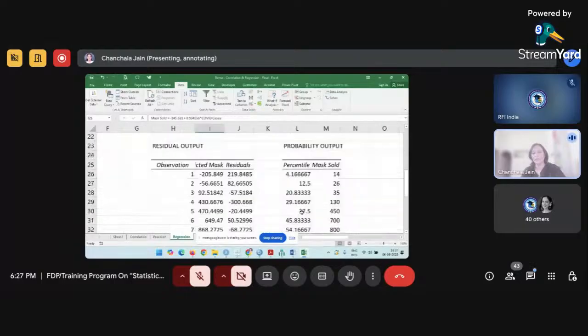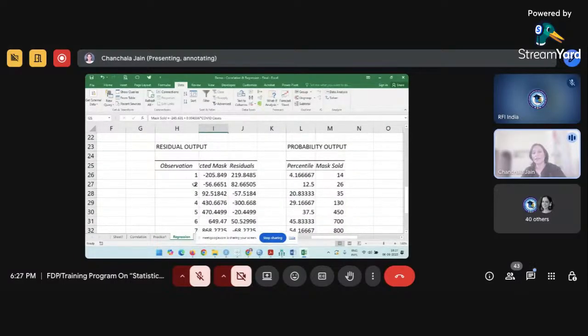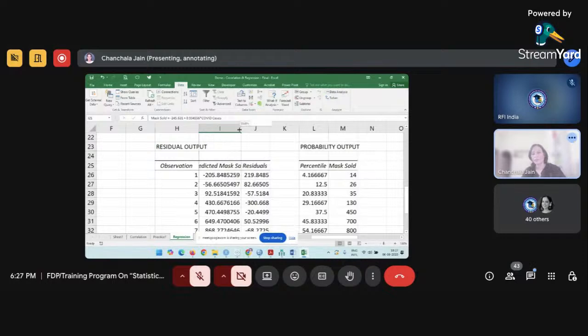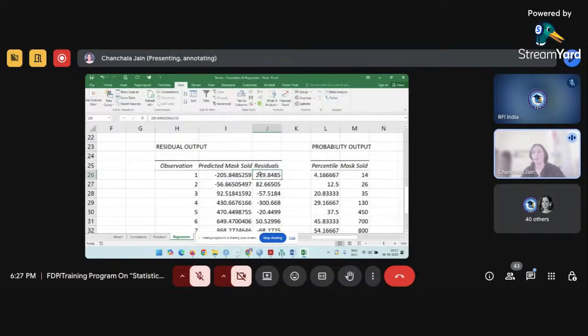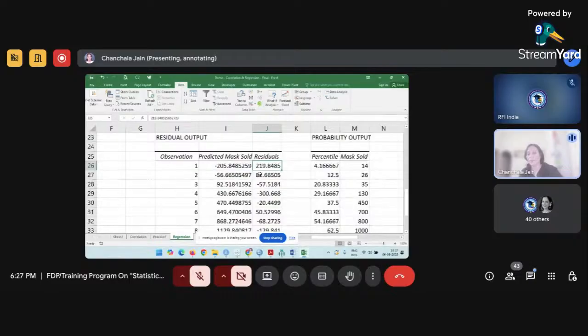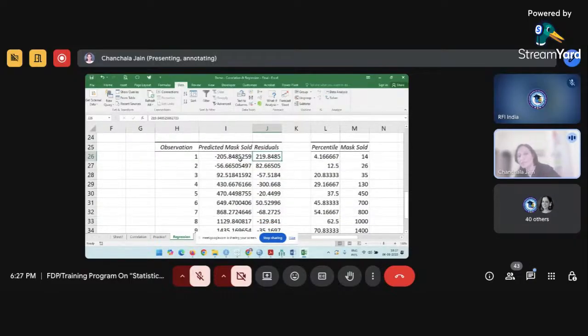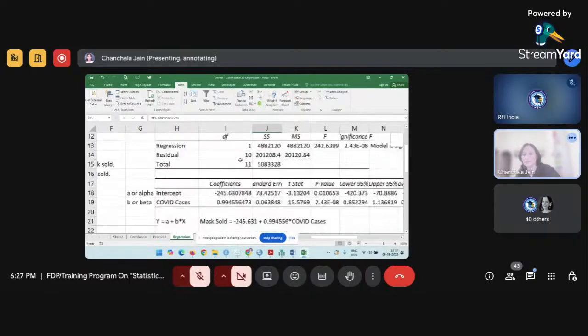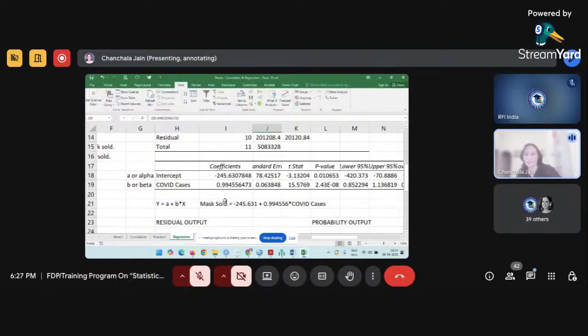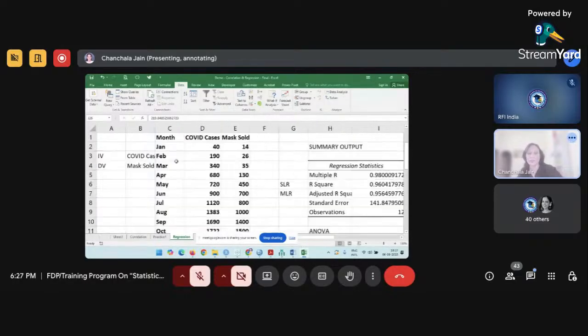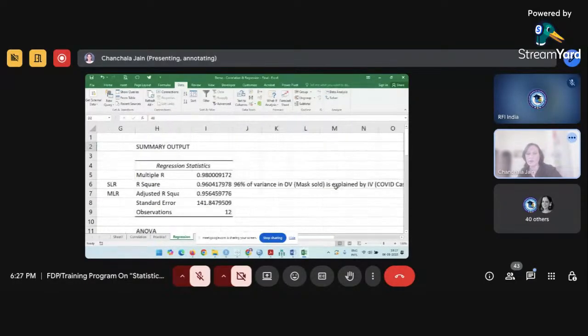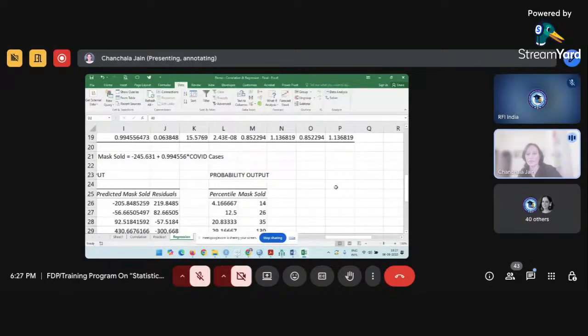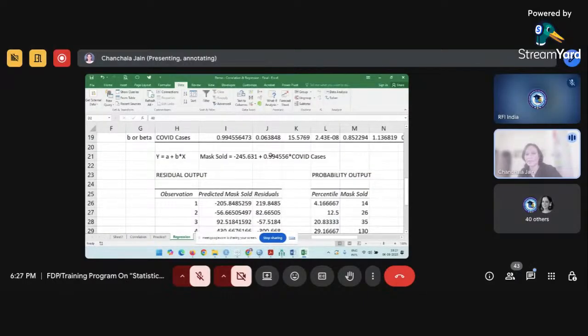Apart from that, you can see we are getting some more results here. This is the predicted value, and this is the residuals value, right? Predicted value means, once we come here, this is your equation, right? For the January month, COVID cases were 40, so you can keep 40 here. Multiply this by this and subtract this. This will give you the mask sold value for the first month. Getting me?